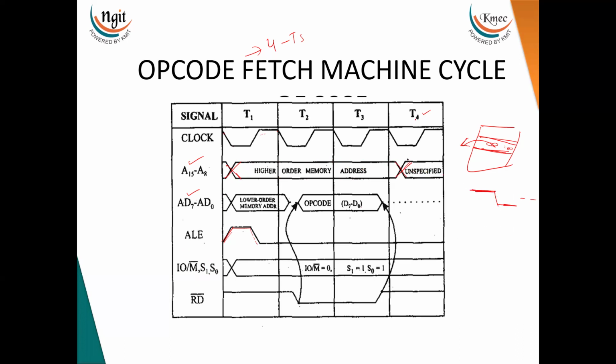In the fourth T state, the processor is doing the decoding. At that time the address is not required. That's why it is unspecified. Now the data bus is also shown here. How many bits is the data bus? 8 bits. Here also the address bus is 8 bits.